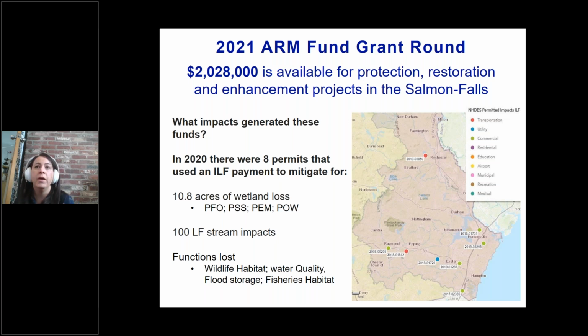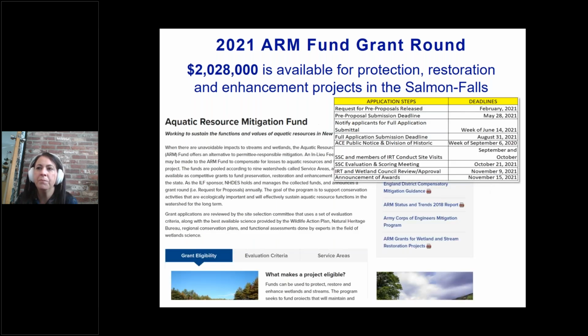So in 2020, there were 8 permits in the Salmon Falls watershed that used ILF as their mitigation option. These 8 projects resulted in 10.8 acres of wetland loss. So this included forested wetlands, emergent scrub shrub, and 100 linear feet of stream impacts. The functions that have been lost are wildlife habitat, water quality, flood storage, and fisheries habitat. So as you think about projects, keep in mind that those are the functions that the program needs to target and prioritize to replace and to offset. Next slide.